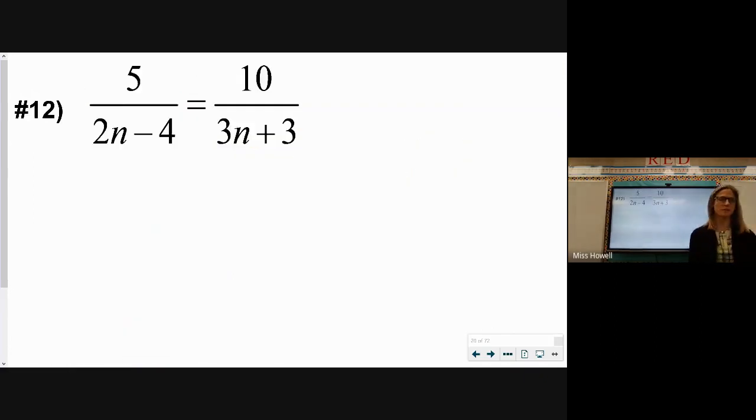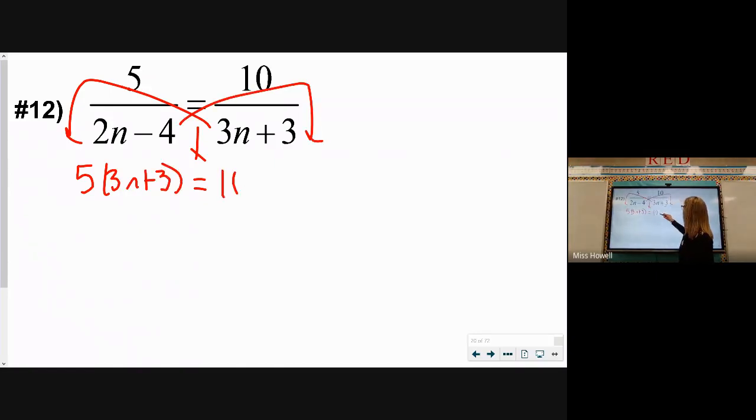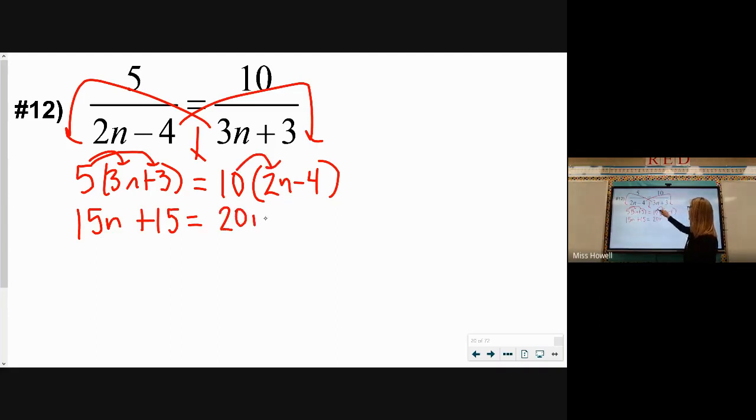All right, last one, and it's going to result in variables on both sides. So remember, our special cases could happen here. All right, bring our equal sign down. Cross products, 5 times 3n plus 3 in front of our equal sign, and a 10 times 2n minus 4 behind our equal sign. It's going to take a distribute on both sides to do our multiply. So 5 times 3n would give us a 15n. 5 times 3 would give us a 15. And 10 times 2n would give us a 20n. And a 10 times negative 4 would give us a minus 40.